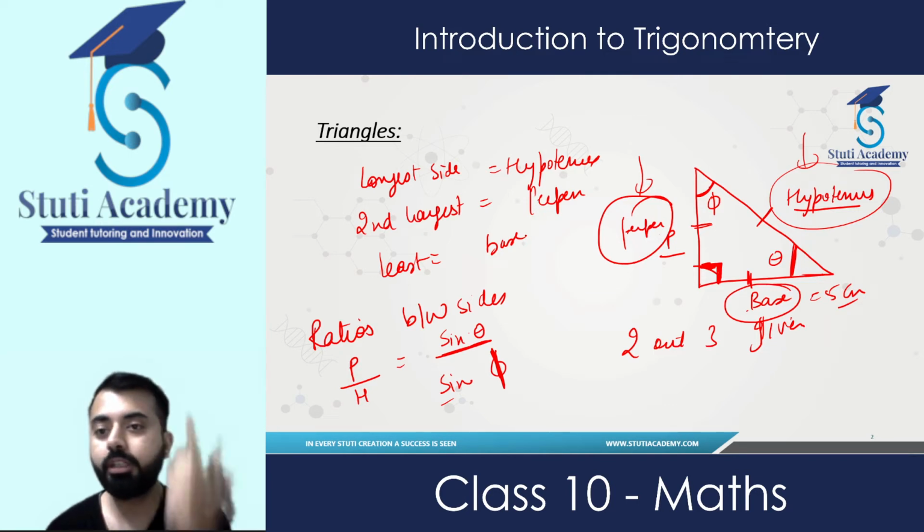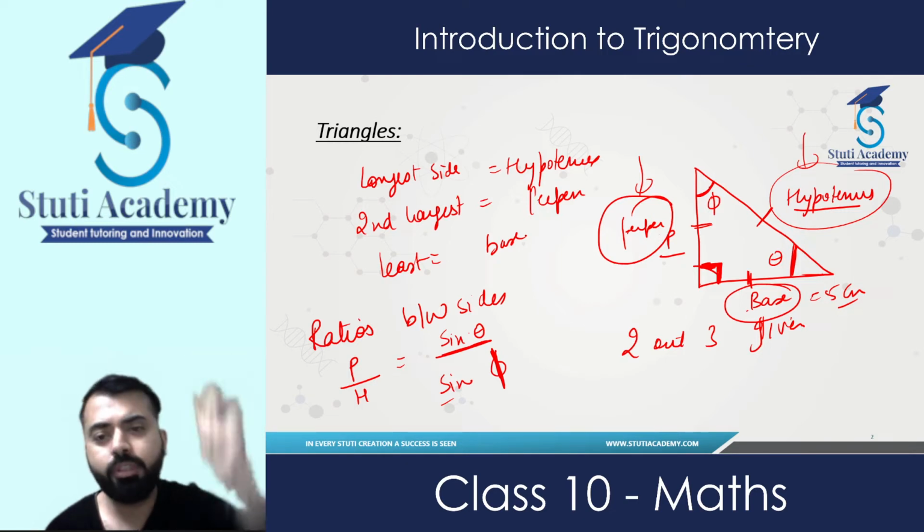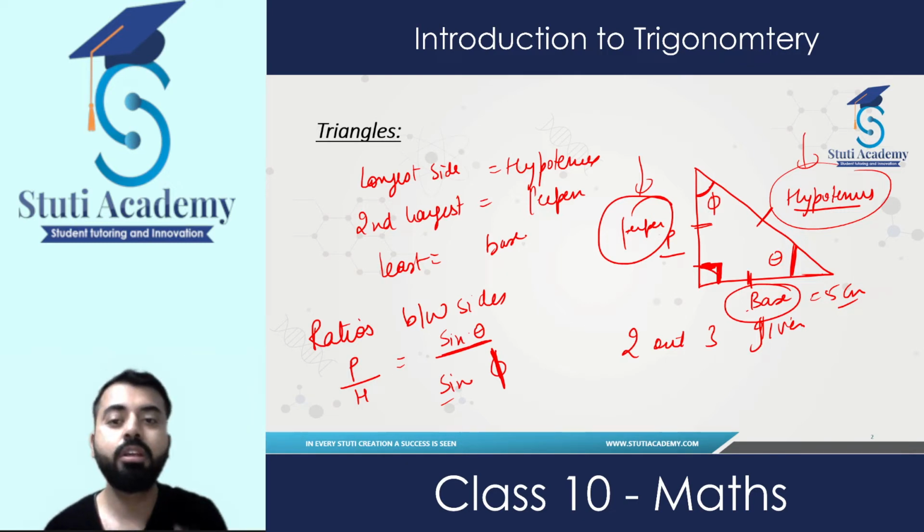You have to find out the height of the building. Now you won't be going there with your measuring tape and just measuring your whole height, will you be? You won't be, obviously. So if that will be the case, then we will be using our trigonometric functions in order to calculate the height of the building.